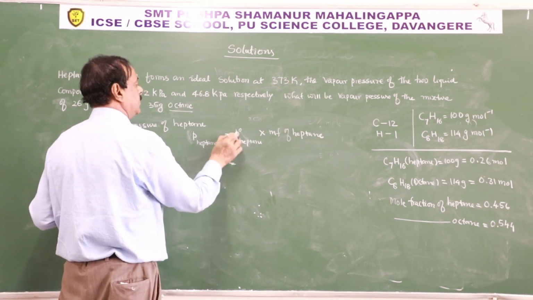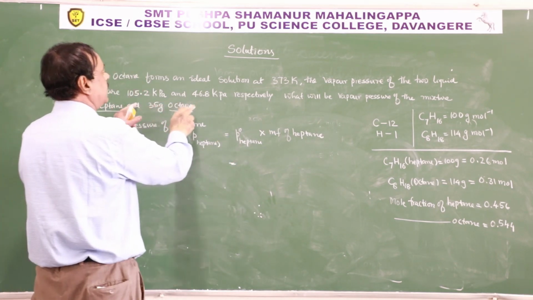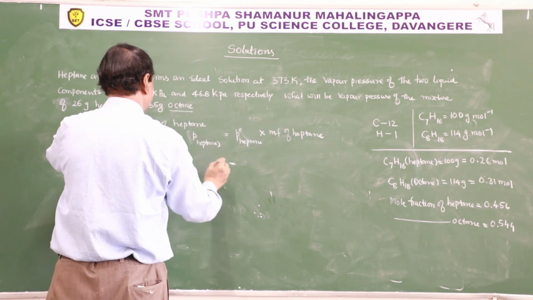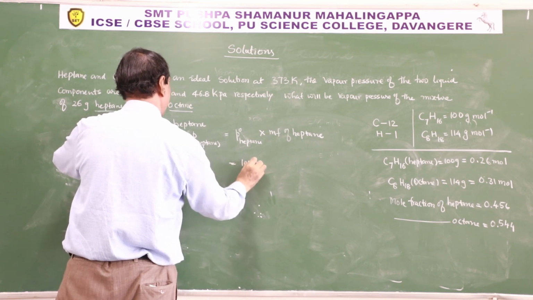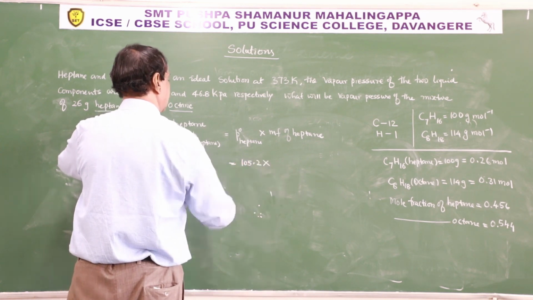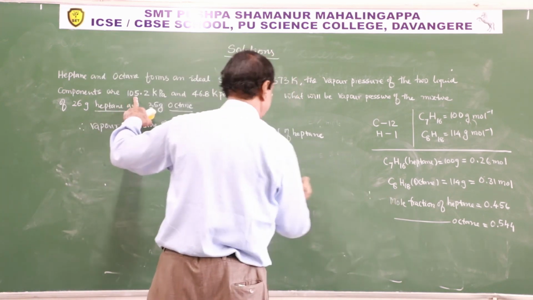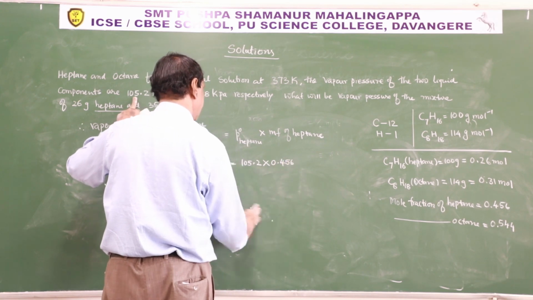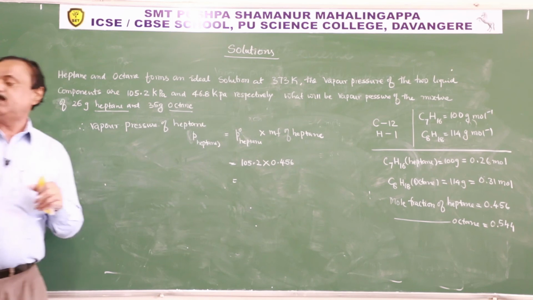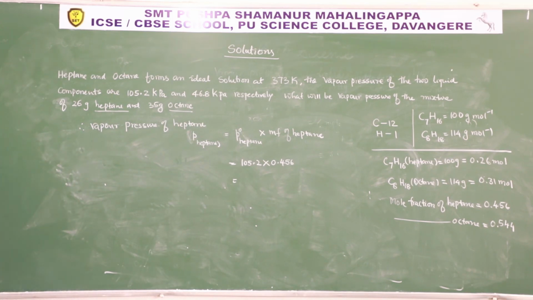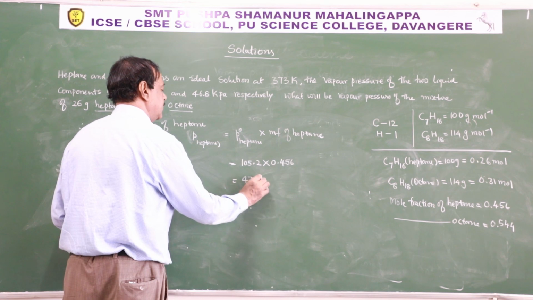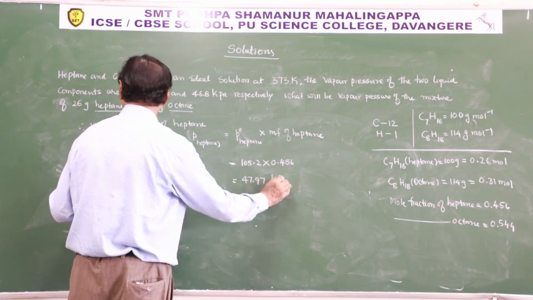What about the P naught heptane? P naught heptane is given here: 105.2 kilopascal, into mole fraction of the heptane, that is 0.456. After multiplying these two components, we have 47.97, that is in terms of kilopascal.